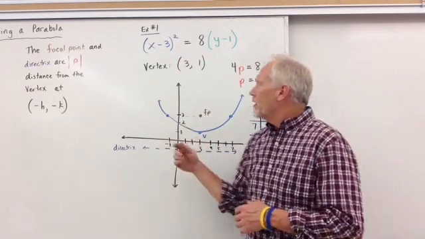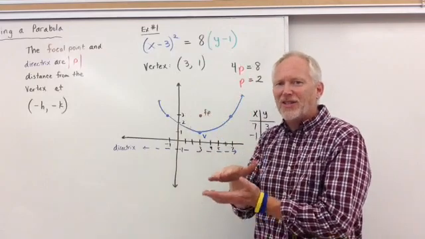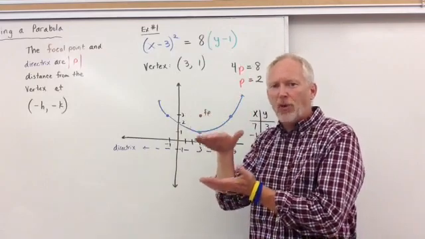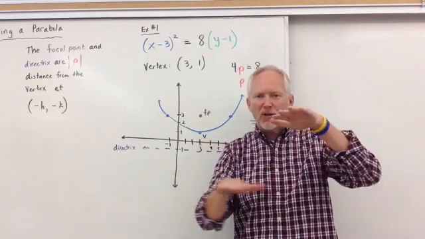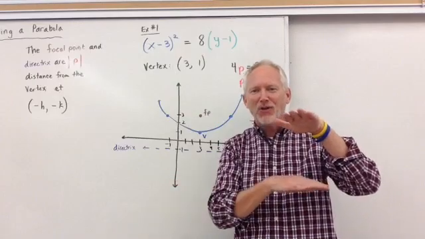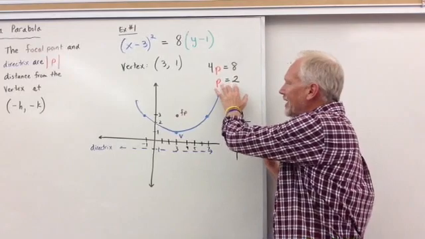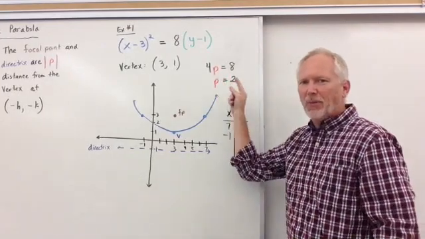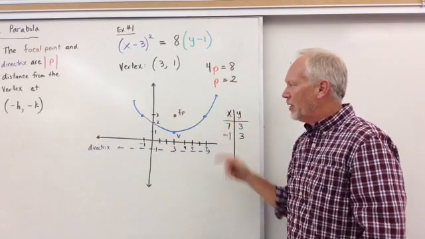Then I want to figure out what the p-value is. The p-value is the distance between the focal point and the directrix. I know that since it's pointing up, my directrix will be a horizontal line. So I say, oh, well, p is 2 because 4p equals 8. Solve for p, divide by 4, and we get p equals 2.